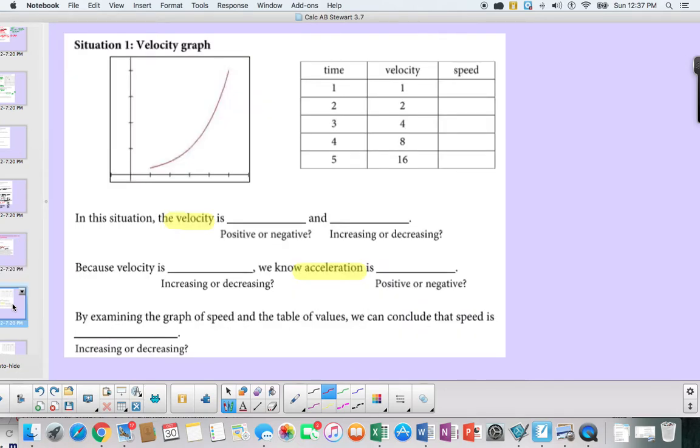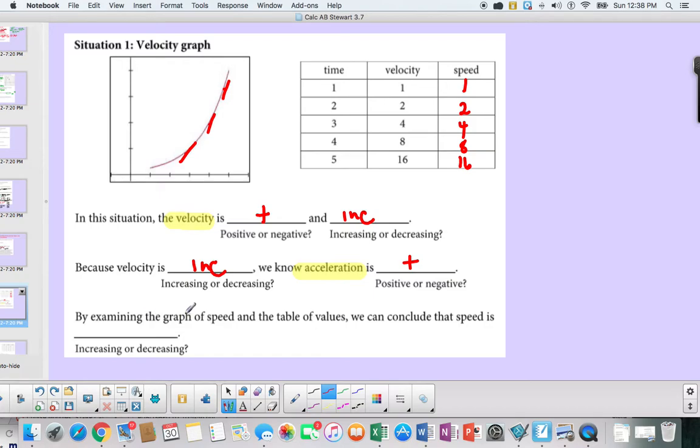Okay, let's go ahead and study. There are 4 situations. After the 4 situations, hopefully you can make a conclusion. Here's a velocity graph. Here are the velocities, and the speed is always the absolute value of velocity. So this is 1, 2, 4, 8, and 16. Now in this case, the velocity is above the x-axis, so it's positive, and the velocity is also getting larger, so it's increasing. Because the velocity is increasing, we know the acceleration, these values right here, is going to be positive.